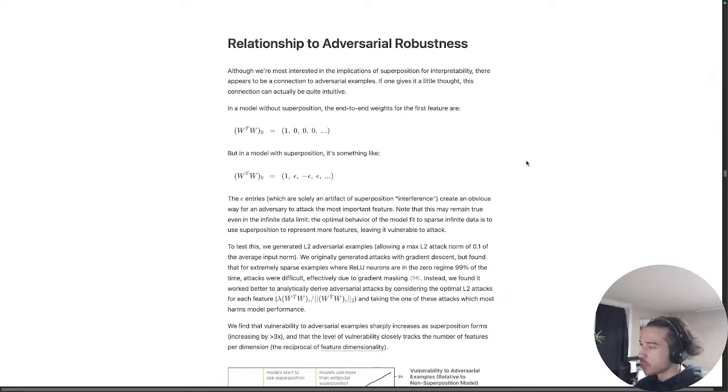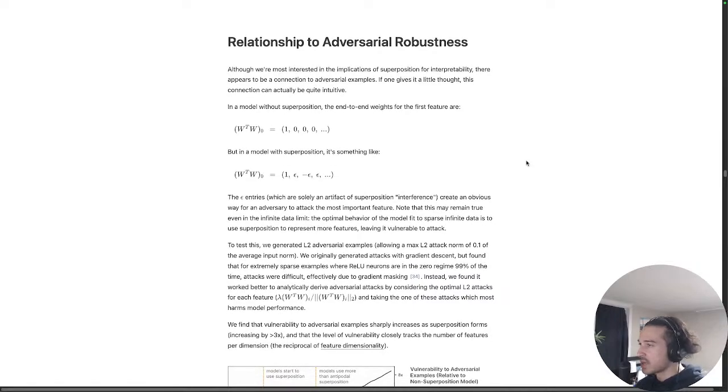Relationship to adversarial robustness. Although we're most interested in the implications of superposition for interpretability, there appears to be a connection to adversarial examples. If one gives it a little thought, this connection can actually be quite intuitive. In a model without superposition, the end-to-end weights for the first feature are W^T W_0 = 1, 0, 0, 0, 0, and so on. But in a model with superposition, it's something like W^T W_0 = 1, epsilon, negative epsilon, epsilon, and so on. The epsilon entries, which are solely an artifact of superposition interference, create an obvious way for an adversary to attack the most important feature.